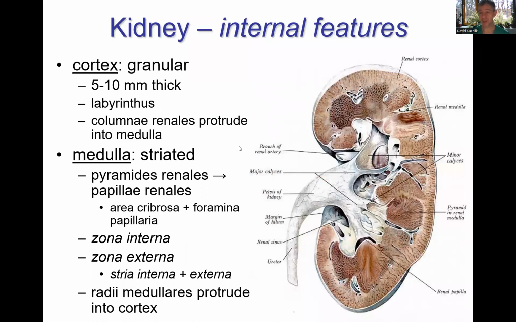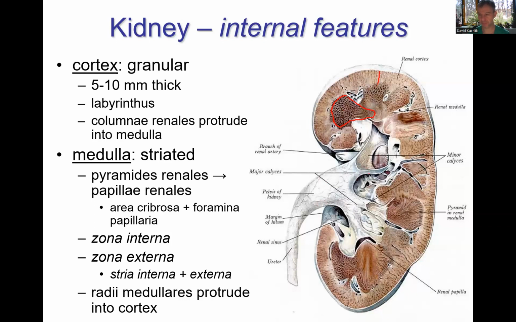So when we cut the kidney in a frontal plane, we can see the internal structure. The internal structure is a bit general, so we can find the capsule on the surface, as I said, and then a cortex and a medulla. Cortex is lighter and granular. So you can see the cortex here, the cortex, lighter and granular. Medulla is darker, striated, and forms so-called pyramids.